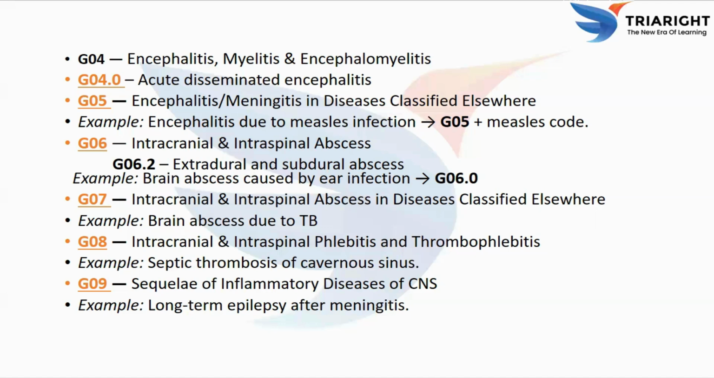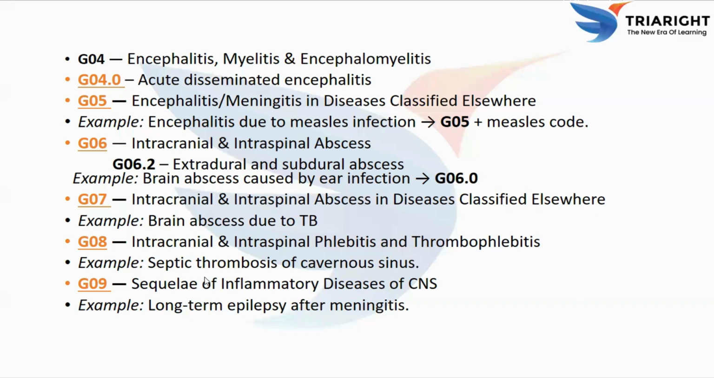So next, G07. It's an intracranial and intraspinal abscess in diseases classified elsewhere. So what do you mean by it? It is used when a brain abscess, the pus-filled infection, happens due to another infection, but that other infection already has its own code. So how do you code in such cases? You have to give the G07 code as well as the underlying disease code. Whatever specific category is given for the underlying disease, you have to code that also. You have to give two codes.